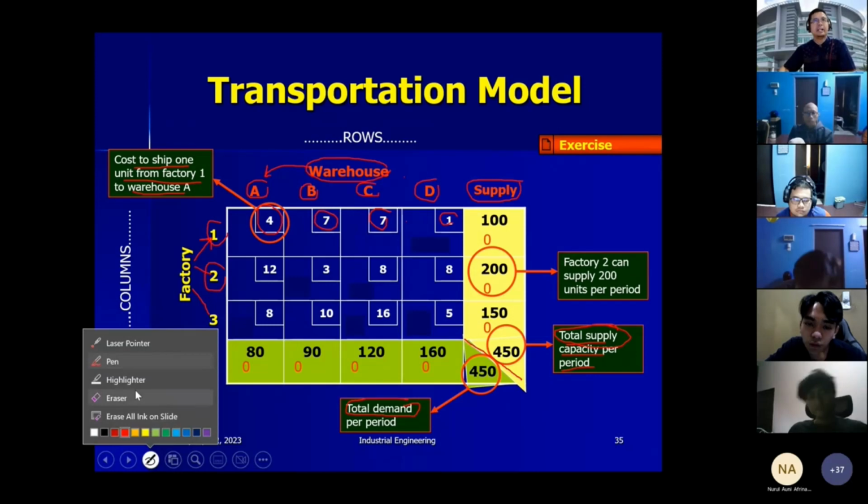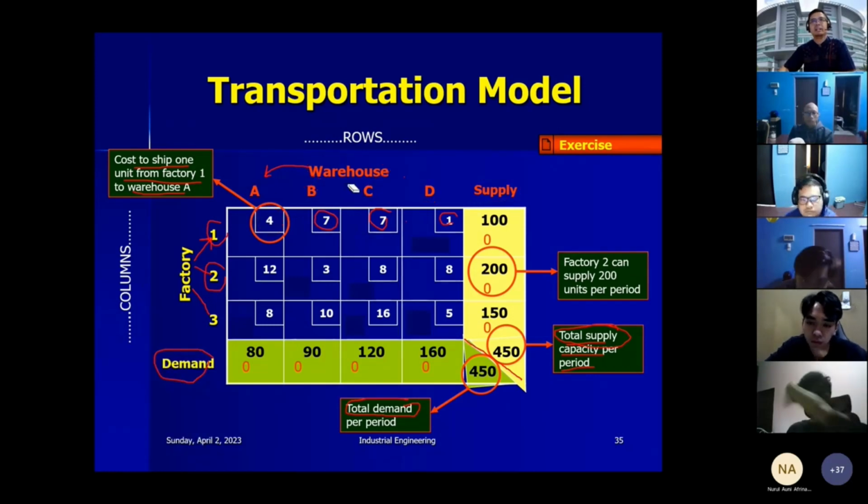Okay, I erase all this. Okay, clear this.